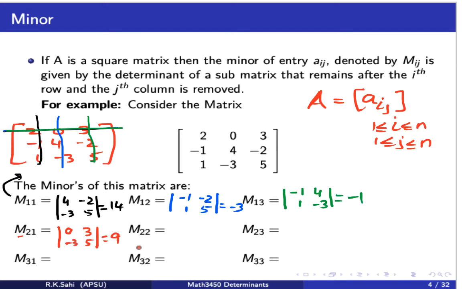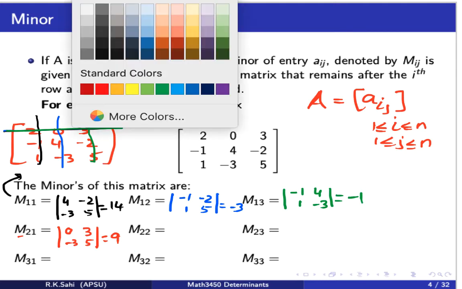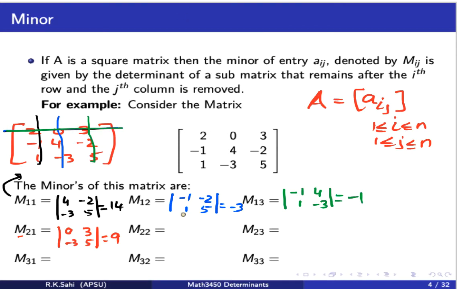Now let's look at M22. I'm out of colors, guys. Let me see if I can get more. Let's go with a little gold. Hope it works. Okay, a little gold here. So second row, second column. What are we going to get? We're going to get 2, 1, 3, and 5. So what do we see here? We have 10 minus 3, a 7.